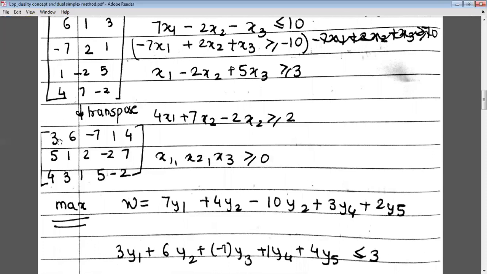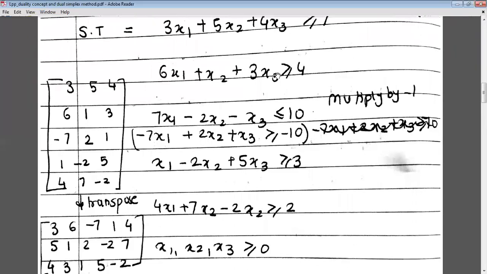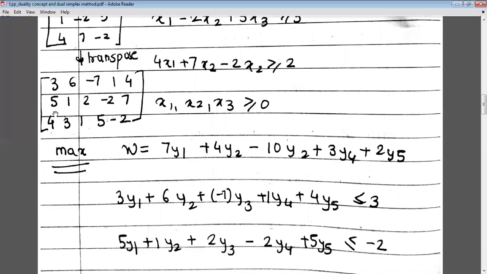See here, I've taken the transpose: 3y1 plus 6y2 minus 7y3 plus 1y4 plus 4y5 is less than or equal to, now you'll have the values from this part, that is the 3. So 3 for the first equation, 5 for the second equation, and 4 for the third equation or constraint. So the columns have interchanged to rows. Now the second row will be what? 5y1 plus 1y2 plus 2y3 minus 2y4 plus 7y5.